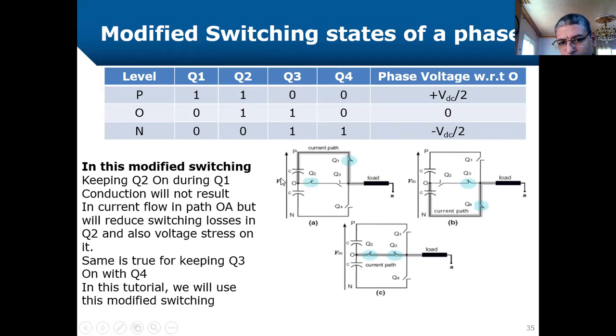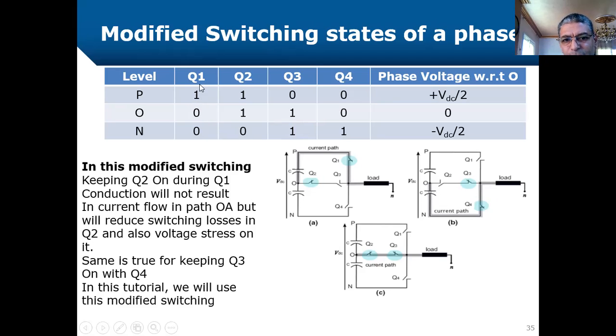The same function explained for Q2 to be maintained on with Q1 is true also for Q3 to be maintained on with Q4. Because if Q3 is maintained with Q4, Q4 in this case is drawing the current from the load into the negative rail. And in this case, Q3 will not allow any current flow in this path because Q2 is off. But if we want to put a 0 voltage here, we just switch on Q2 and off Q4. Look at this nice part.